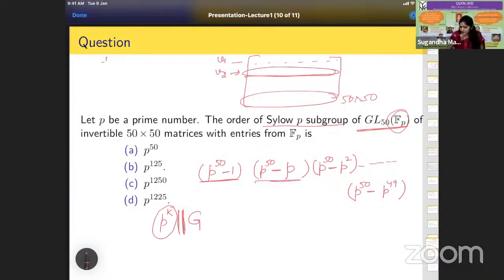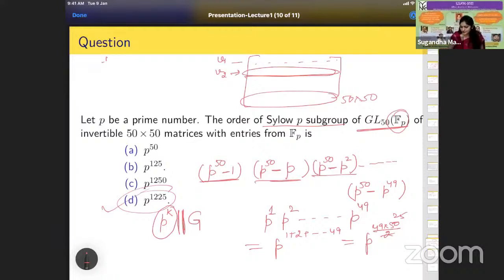Now, how many p's do you get from here? None. From here, you get 1 p. Then from the next, you get p squared and so on up to p to the 49. So now you have your answer: 1 plus 2 plus so on up to 49. And this, you know, is 49 times 50 by 2.